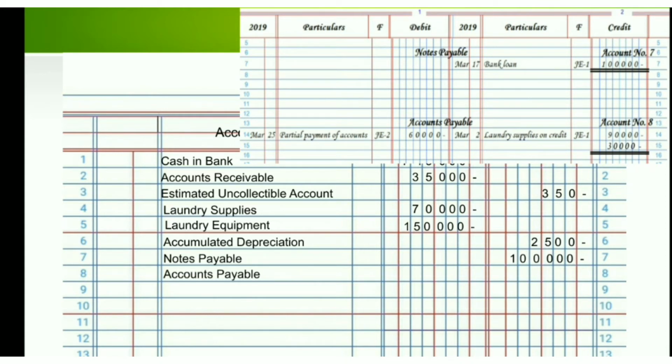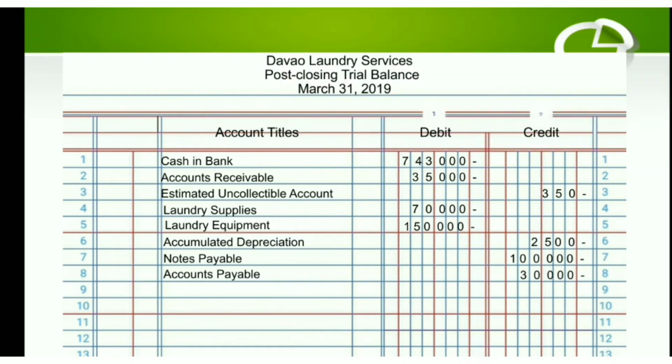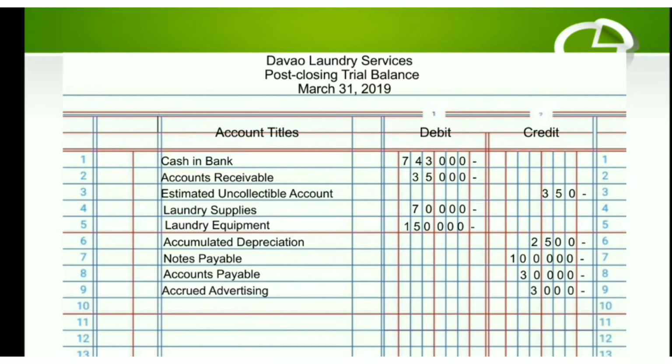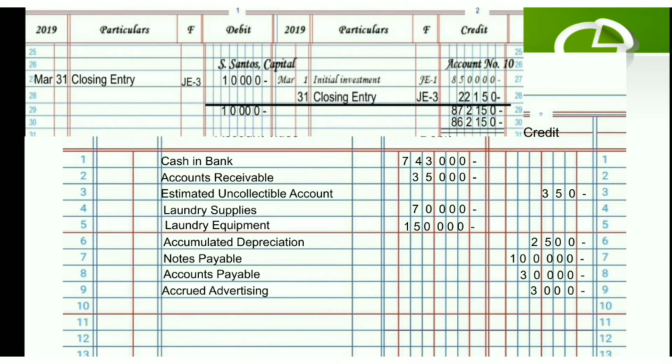Next is accounts payable with a credit balance of 30,000 pesos, and then followed by accrued advertising with a credit balance of 3,000 pesos. So, kopyahin natin, accrued advertising. The amount is 3,000 pesos. And then, lastly, we have S. Santos, Capital, with a credit balance of 862,150 pesos. So, kopyahin natin S. Santos, Capital. And then the amount is 862,150 pesos credit.